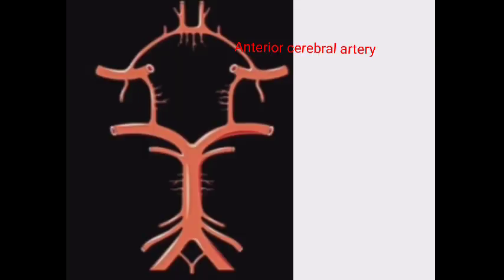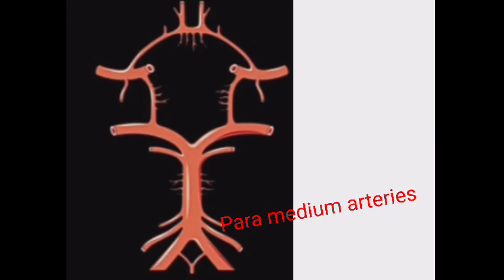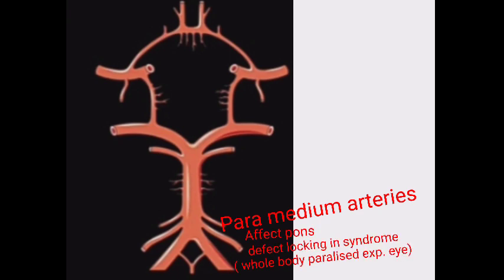If the anterior cerebral artery is blocked, that results in a stroke that affects the leg and foot much more than the upper limb. If there is a stroke in the middle cerebral artery, it affects the face, arm and speech of the patient. If there is a stroke in the posterior cerebral artery, it affects the vision, that is the eye of the patient. When the paramedian artery is affected, it damages the pons. Damage to the pons results in locked-in syndrome, that is, the whole body is paralyzed except the eyes.